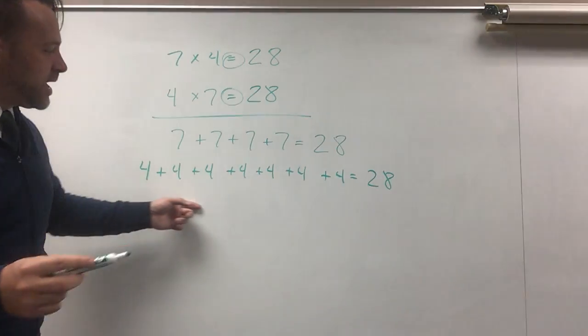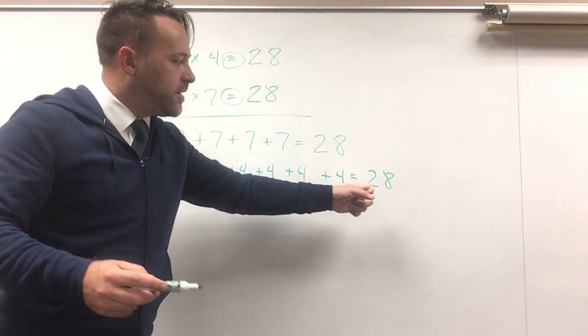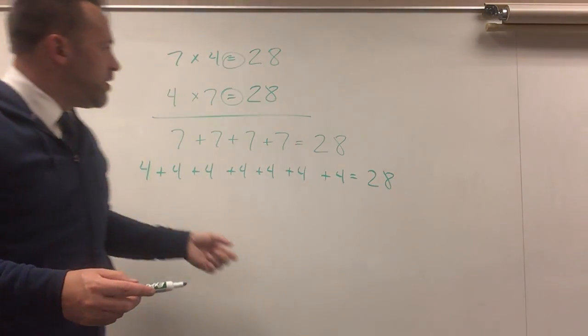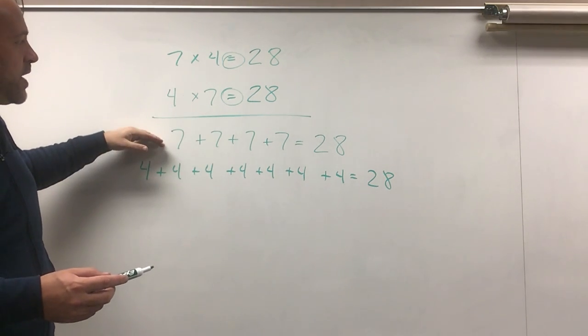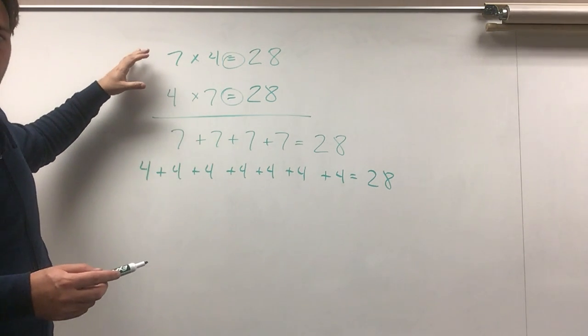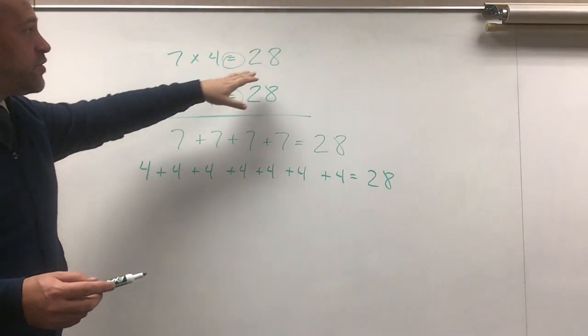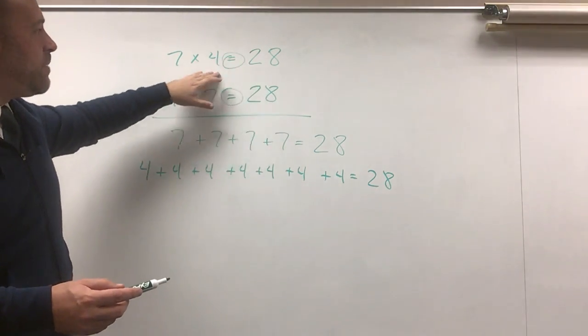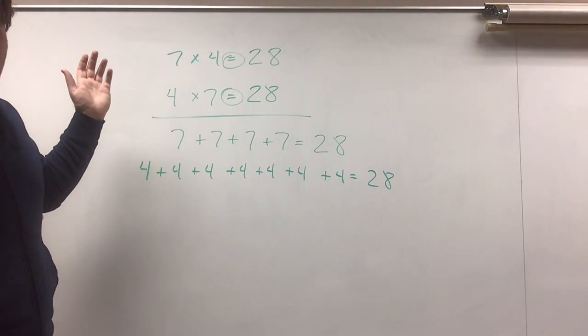If I add them together, it's a really long equation, but it does have an equal sign, and it is equal to 28. So I could have a multiplication equation, I can have an addition equation. There's multiple ways I can write this, okay? And then, of course, I could do the opposite. I could start with 28, I could divide it by 4, and I would get 7. So I could have an equation that way, okay?